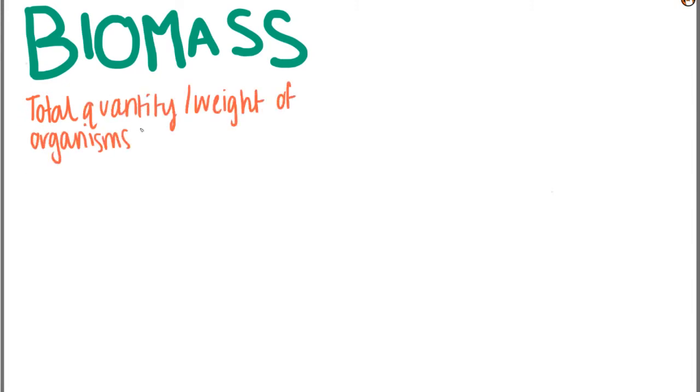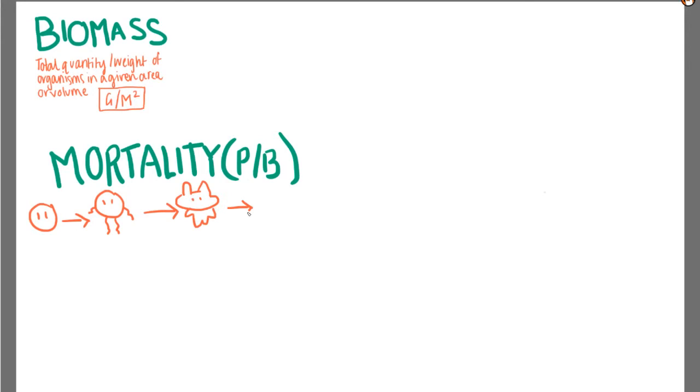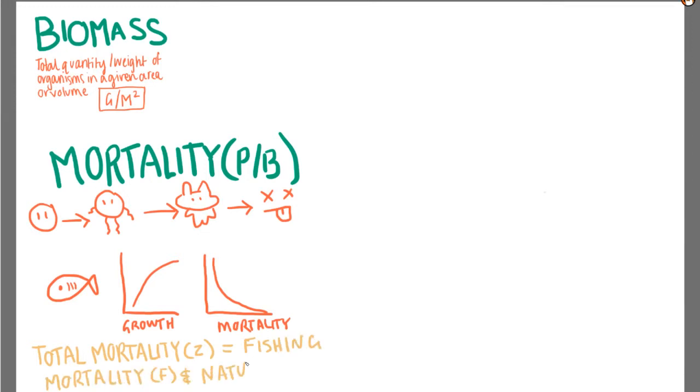Biomass is defined as the total quantity or weight of organisms in a given area or volume, and is relatively easy to measure in grams per metre squared. Total mortality is related to production in terms of how fast a species group grows and dies. For most fish groups, where growth rates follow a von Bertalanffy curve, and mortality rates are negative exponential, their total mortality is derived from fishing mortality and natural mortality.